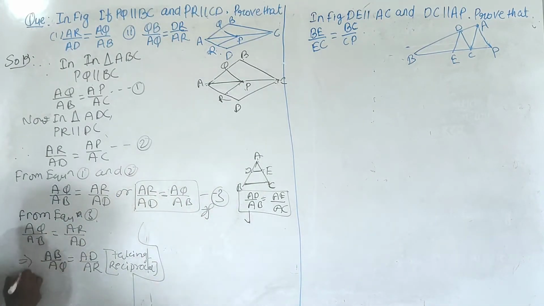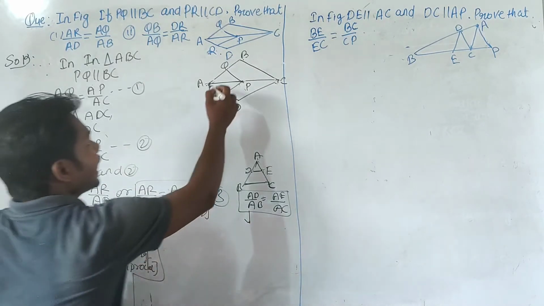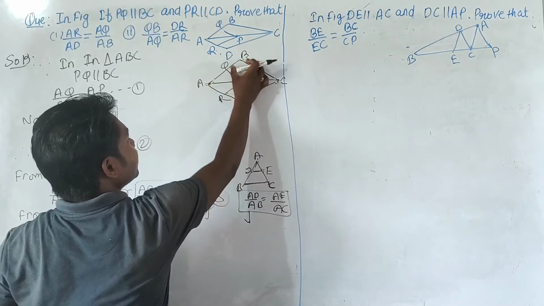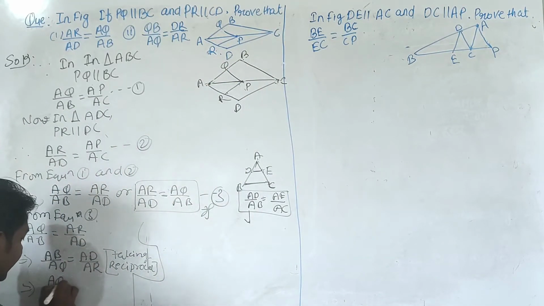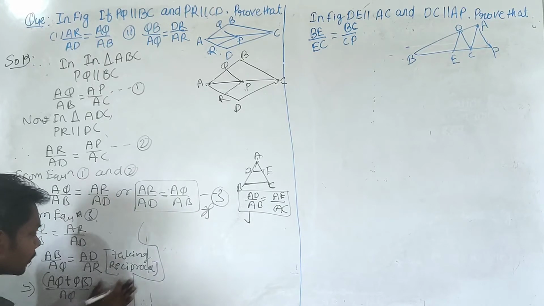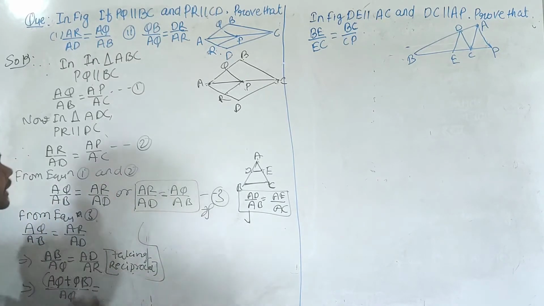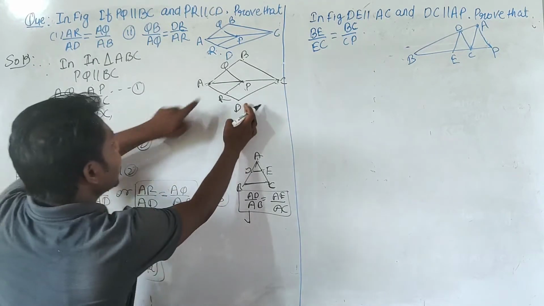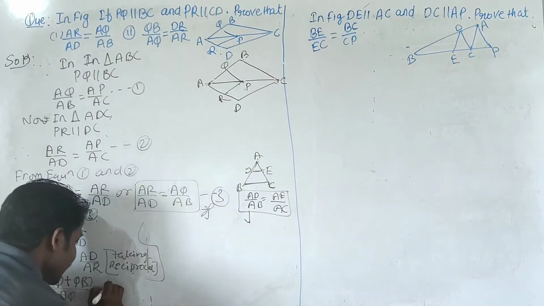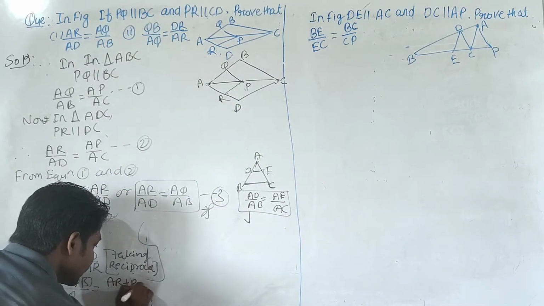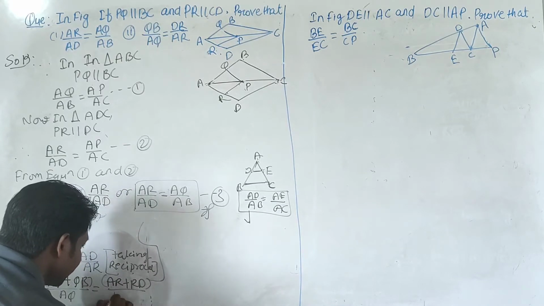Now further this can be written as AB by AQ. Here AB can be written as AQ plus QB, so we can write AB as AQ plus QB, upon AQ. Now AD can be written as AR plus RD, so AR plus RD, upon AR.